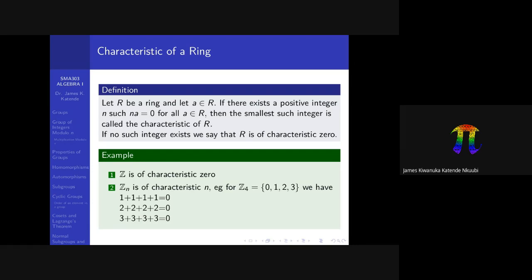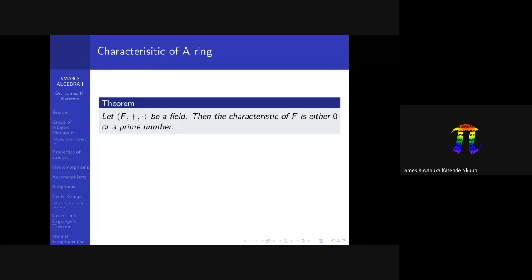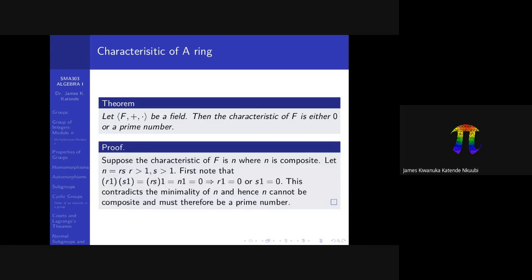Okay, so here's a theorem, a fairly important theorem, which says let F be a field. Then the characteristic of F is either 0 or a prime number. So let's prove this. Suppose the characteristic of F is n. So we'll prove it by contradiction. Here it says that the characteristic of F is either 0 or a prime number.